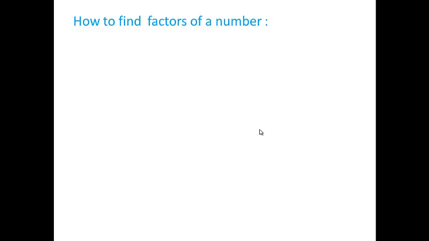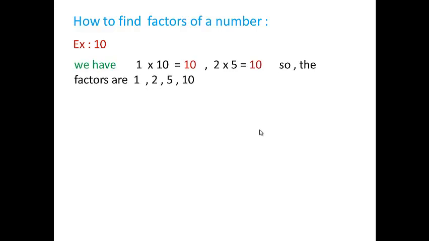How to find factors of a number? If we have 10, think about what numbers multiplied by each other give you 10. Easy. We have 1 by 10 and 2 by 5, right? So we will take these numbers, 1 multiplied by 10, so 1 and 10, 2 and 5. Rearrange them from small to big, 1, 2, 5, 10.